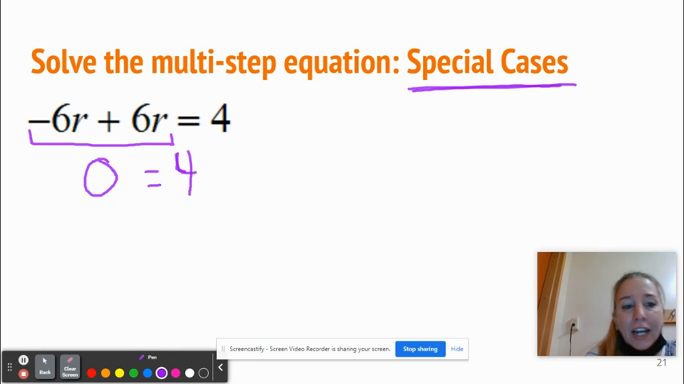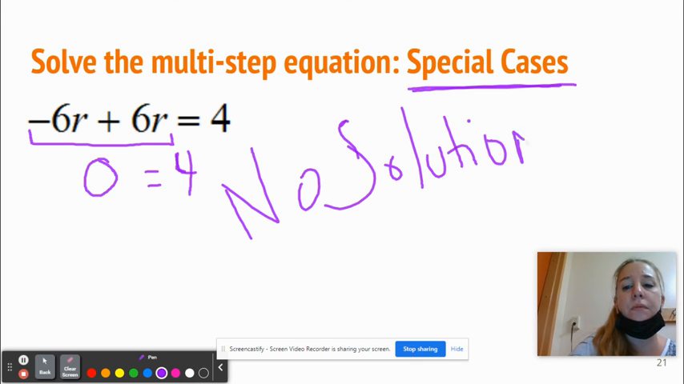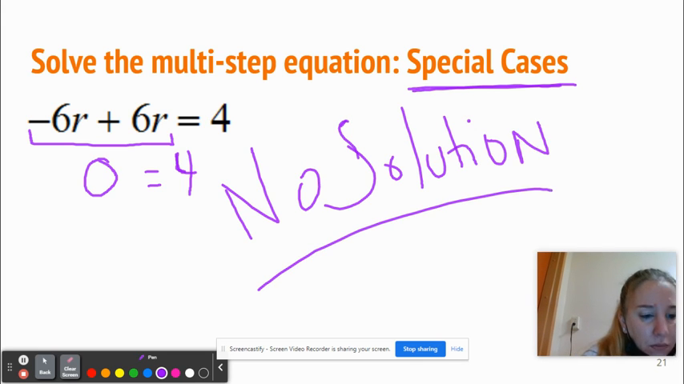So not only do we not have our letter just cancel off, we have a statement that's not true, which means there is no number in the world that we could plug in there for r and it would work. Not a number in the whole world, so you say no solution.